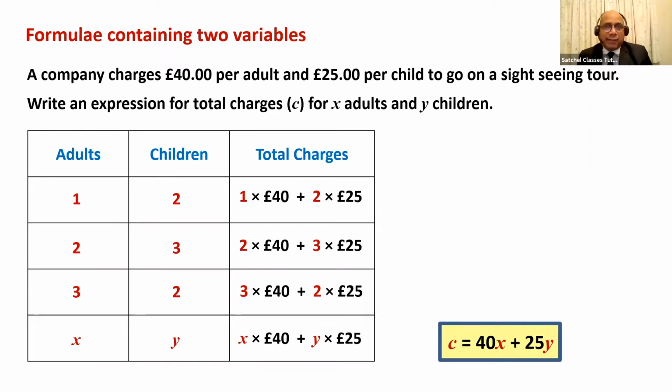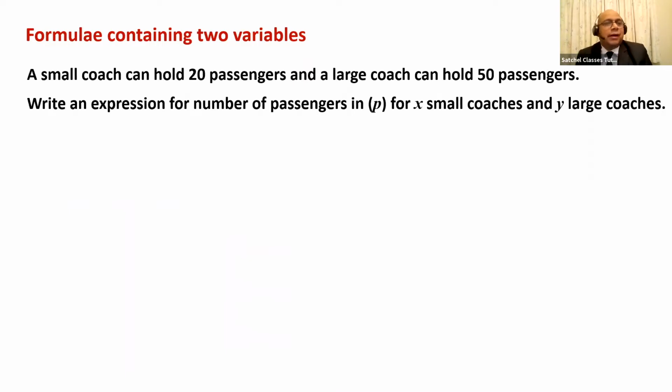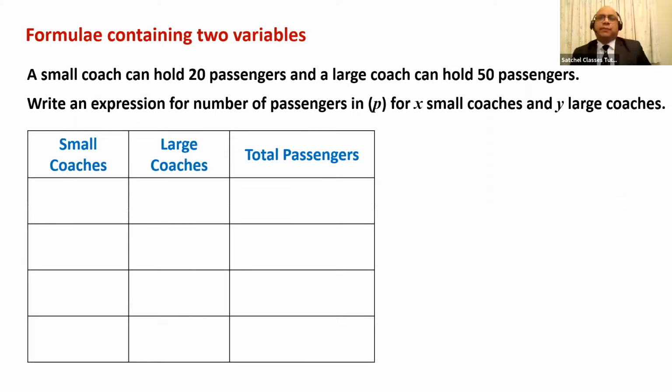Okay, let's take one more example. A small coach can hold 20 passengers and a large coach can hold 50 passengers. Write an expression for the number of passengers, which is P, in X small coaches and Y large coaches. Well, once again, let's replace X and Y by some simple numbers and try to find out what would be the total number of passengers.